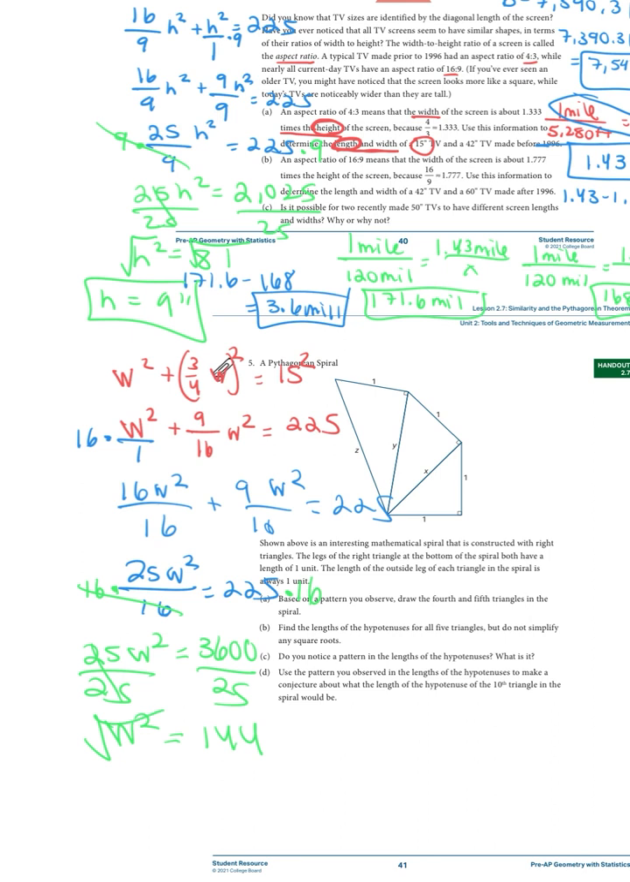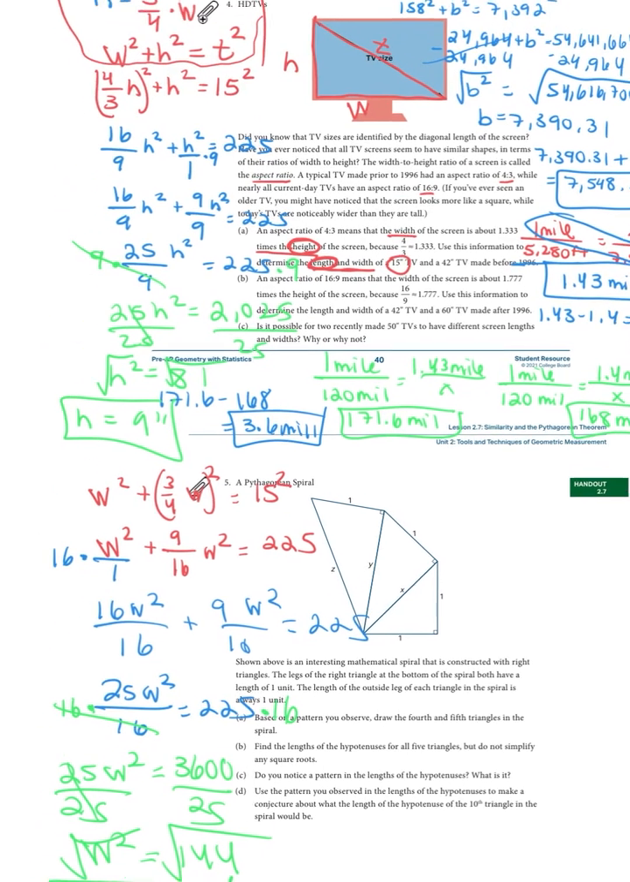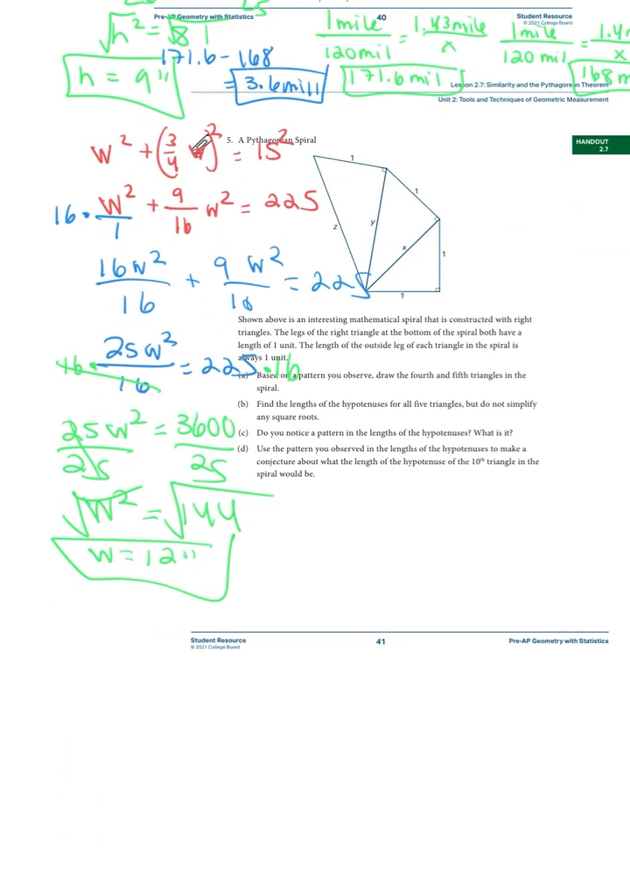Take the square root of both sides, so I get that w is equal to 12 inches. So that was only for the 15-inch. They're also asking you for the 42-inch, but I'm going to let you do that one on your own. I want you to do B and C on your own, and I'm going to go ahead and do number 5 with you guys.